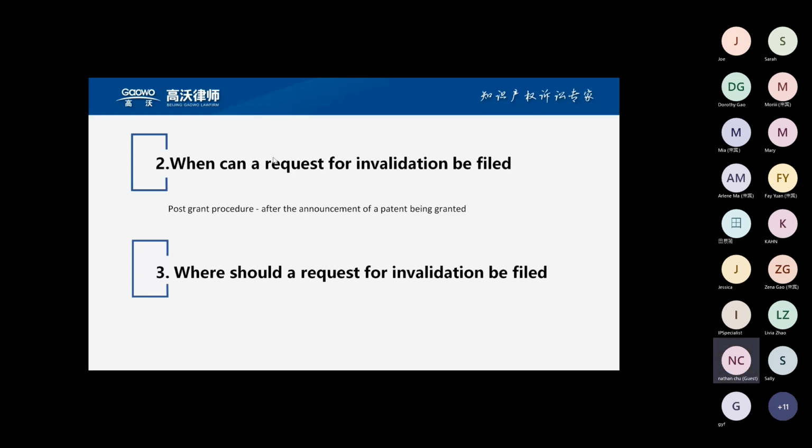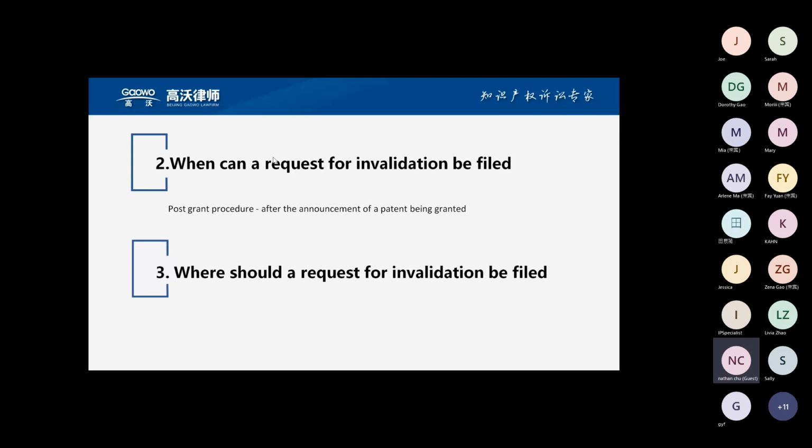I just want to compare with the U.S. practice. For the USPTO, there are multiple post-grant invalidation procedures, such as inter partes review and post-grant review. In China, the invalidation procedure is the only way you can invalidate a Chinese patent. That means the Chinese invalidation procedure is, I think, very straightforward compared to that of the USPTO.